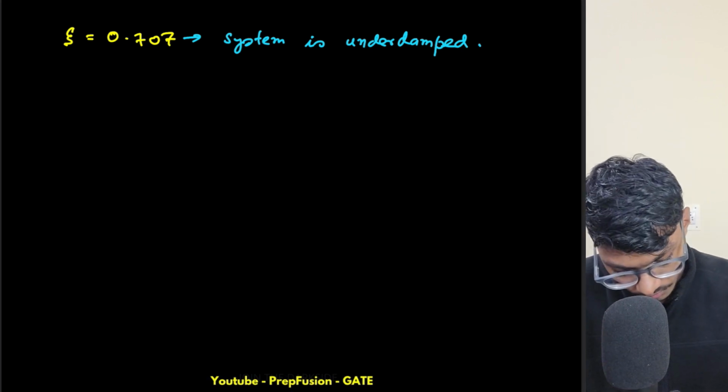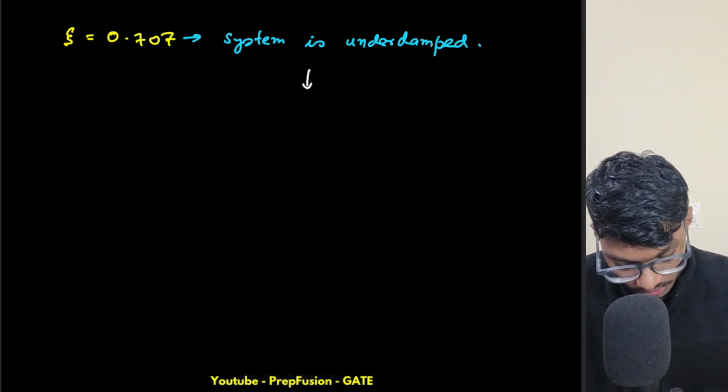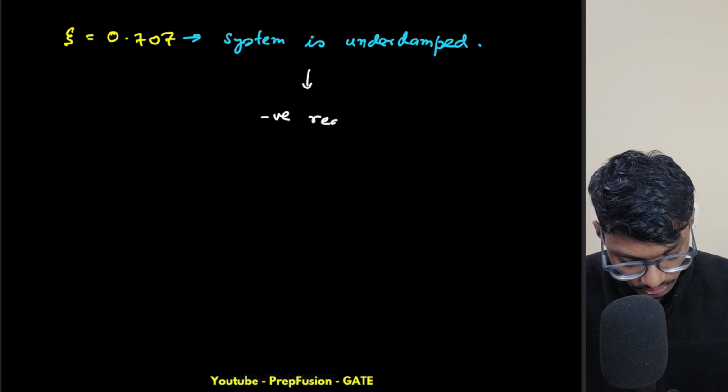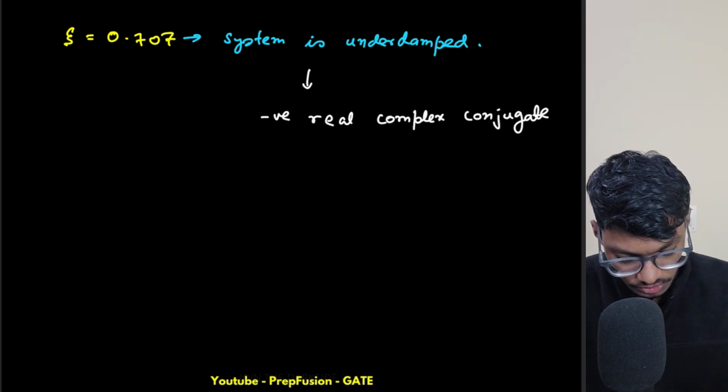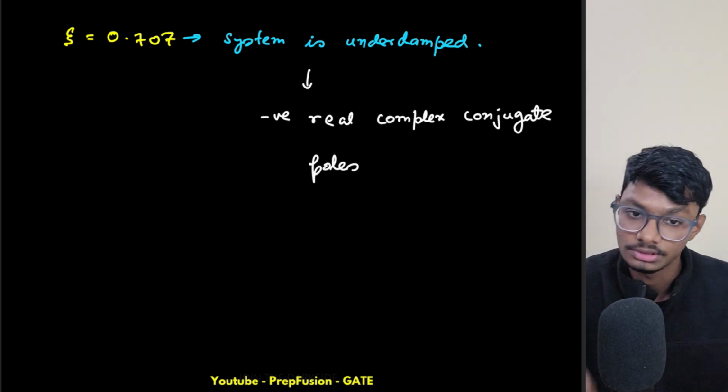So look, from this I can decode negative real part, complex conjugate poles, right? This is about underdamped.